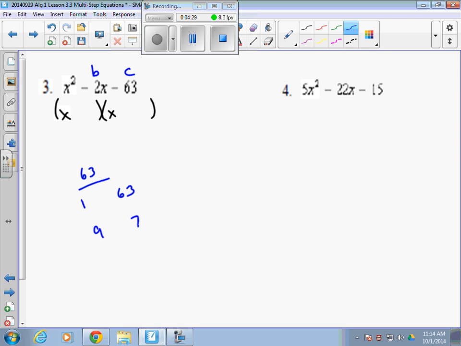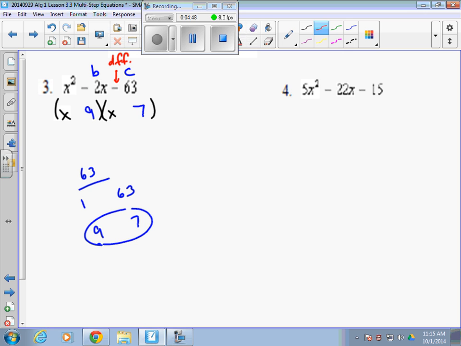Again, if you have to list all the factors out, it's okay. Do that. I'm just trying to speed this along a little bit. 9 and 7, okay? Now your sign in front of C this time, unlike number 1 and 2, is negative. This tells you they're not the same anymore. Now it tells you they're different signs.